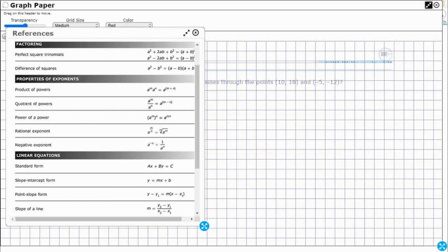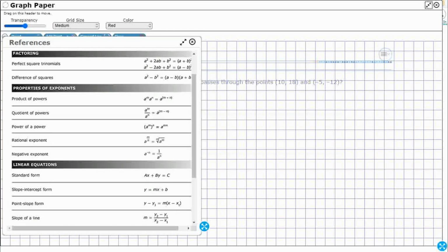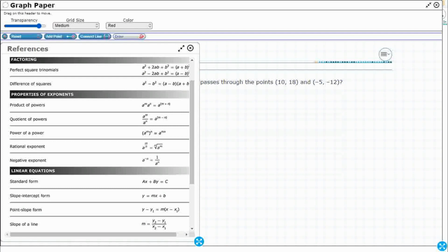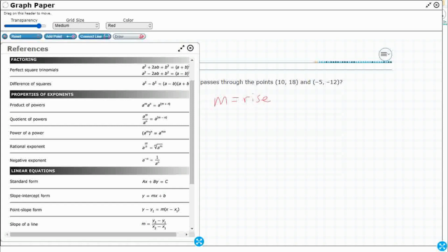So let's open up our graph draw feature and make it a little bit more transparent here, so we can see what's going on. So really we're just looking at that rise over run. Remember that m, that slope, is the rise over run, which is the change in y over the change in x. So we don't necessarily need to graph this. They've just given us 2 coordinates.